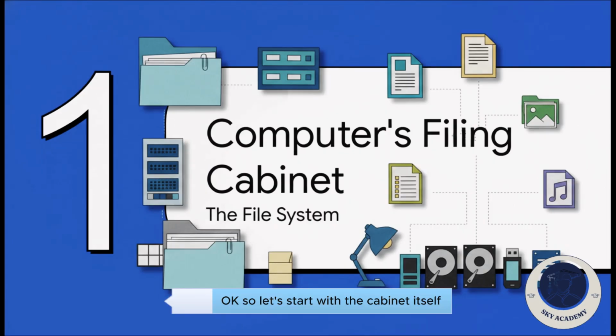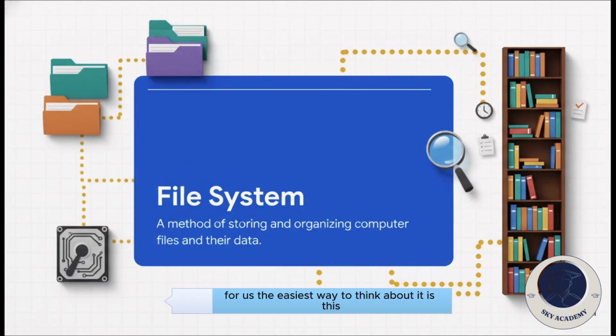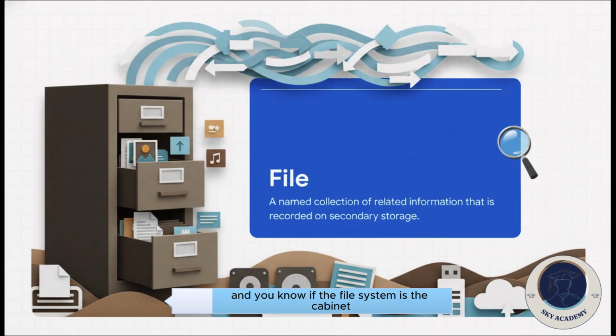Okay, so let's start with the cabinet itself. On a computer, of course, we don't call it a cabinet. We call it the file system, and that's the fundamental structure that holds everything together for us. The easiest way to think about it is this. A file system is basically the rule book your computer uses to organize everything. It's what turns your hard drive from what would be a giant, jumbled mess of data into a neatly organized library where you can actually find things. And, if the file system is the cabinet, then a file, well, that's just a single document inside of it. It's any collection of information, a picture, a song, a text document that we've given a name and a place to live. Simple as that.